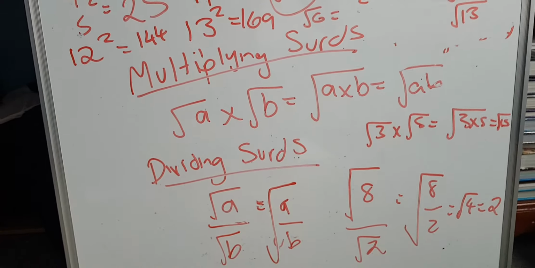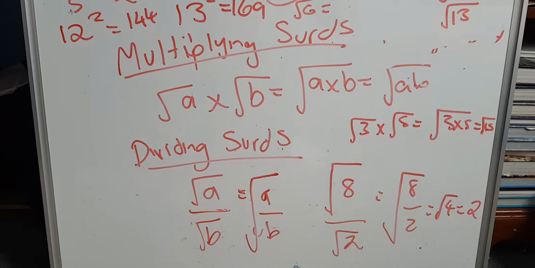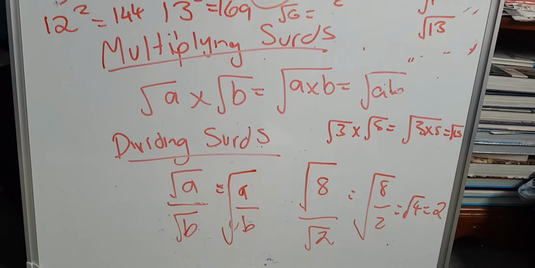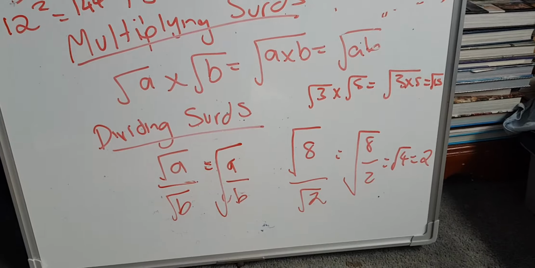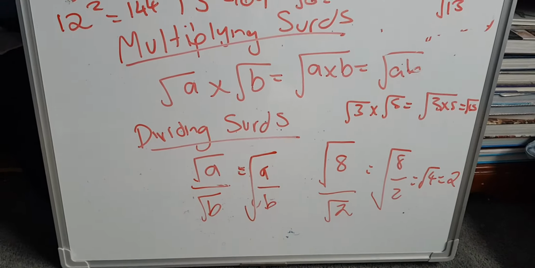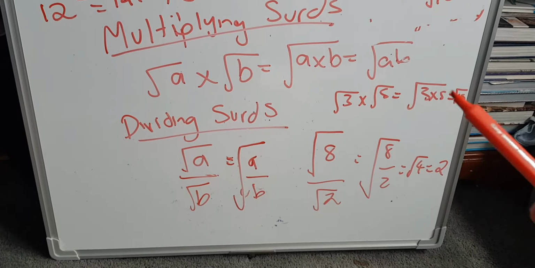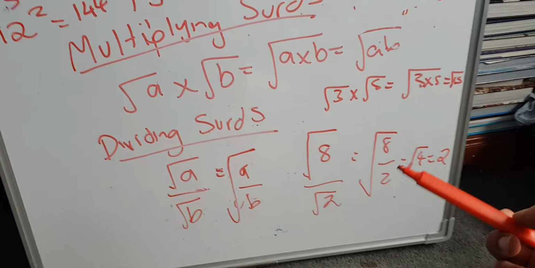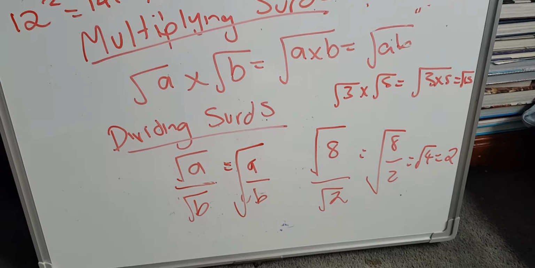Now, two little rules: multiplying surds and dividing surds. Root A times root B is the same as root A times B square rooted, in one square root, which is root AB. So root 3 times root 5 is root 15. Similarly, root A divided by root B is the same as root A over B, all square rooted. So root 8 divided by root 2 gives 8 over 2, which is 4. The square root of 4 gives me 2.